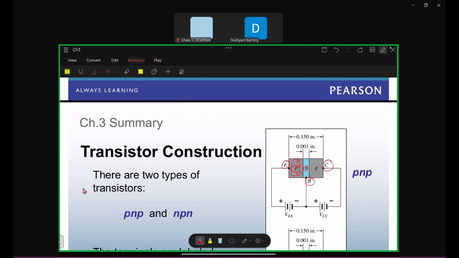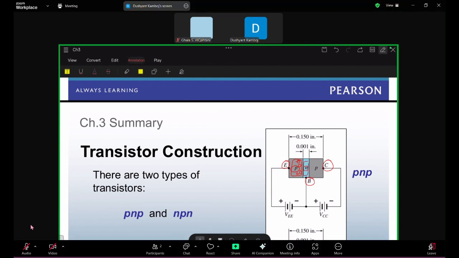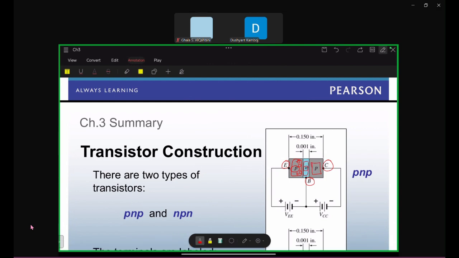this region is called the emitter region, right? This smaller region inside this one is called the base region, and this third region is called the collector region. So basically if I'm talking about the area, the base is narrow. You can say the base has the smallest width, the collector has the highest width, and the emitter has moderate width.